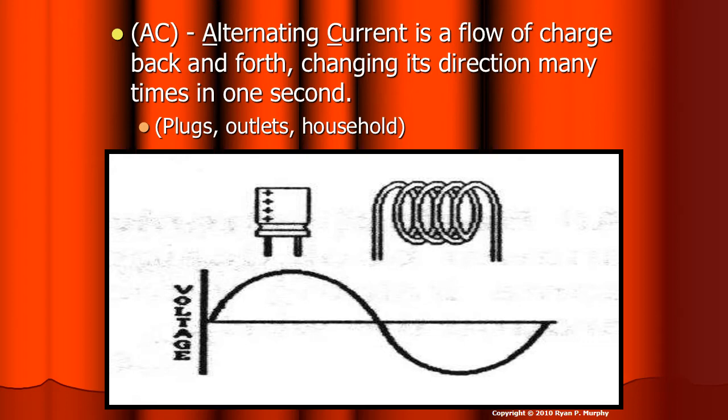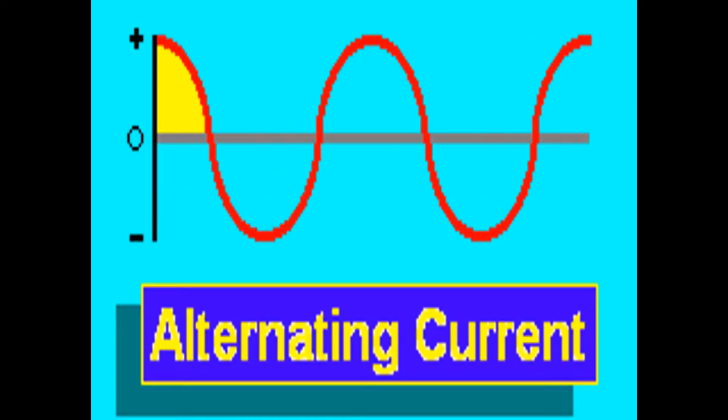This is a flow of charge back and forth, changing its direction many times per second. I want you guys to associate this with the plugs in your house. These are the things that you plug in, like the toaster and the refrigerator and the TV and stuff like that. Things that are plugged into the wall, that uses alternating current. That's what comes out of the outlet in your wall.